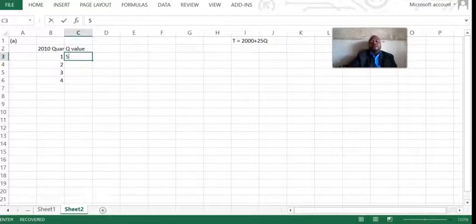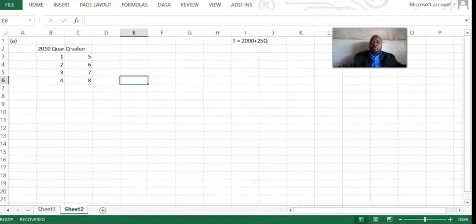Okay, that's quarter number 5. All right, and then we are having quarter number 6, quarter number 7, quarter number 8. So you can see that our first quarter in 2010 is going to be quarter number 5. The second quarter is going to be quarter number 6, quarter number 7, quarter number 8. That's how we do it.